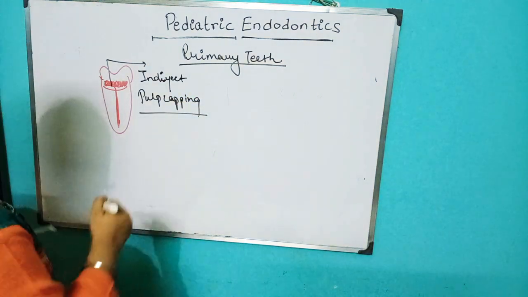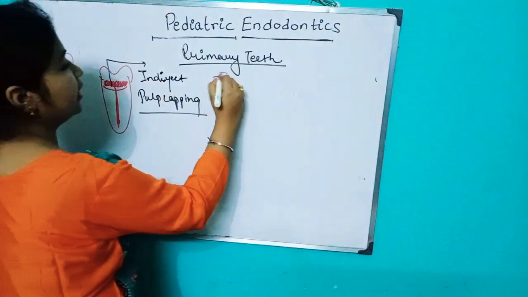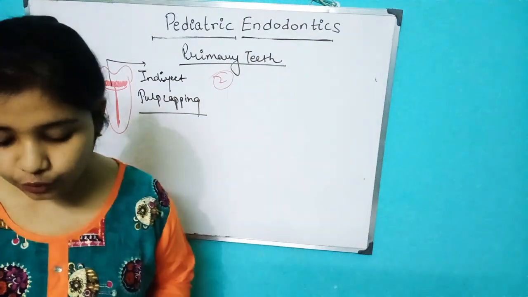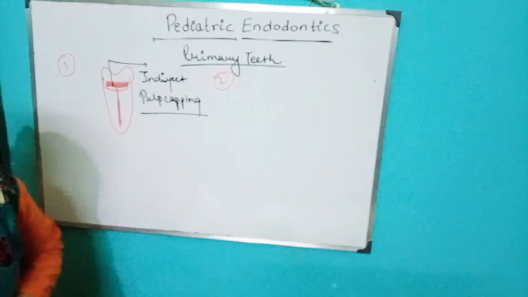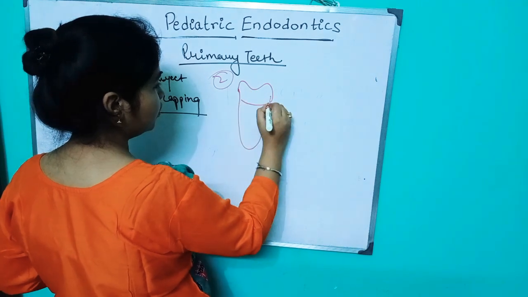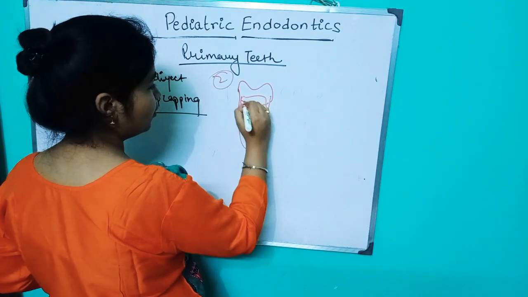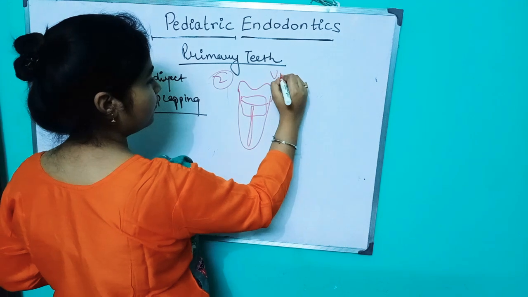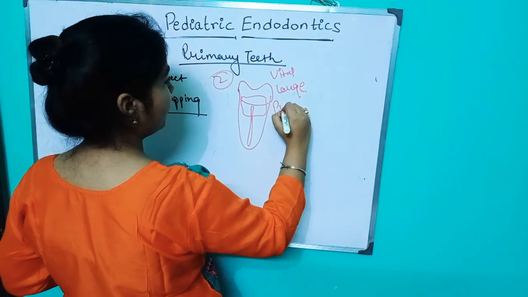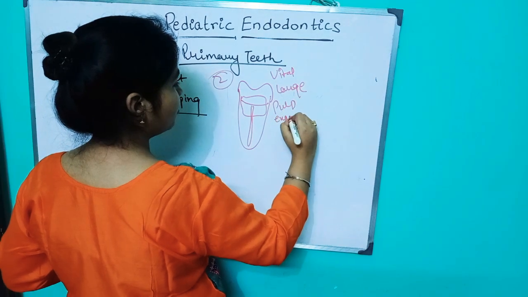First condition. Second condition. For example, a vital tooth with a large pulp exposure. A vital tooth with a large pulp exposure. Vital and large pulp exposure.